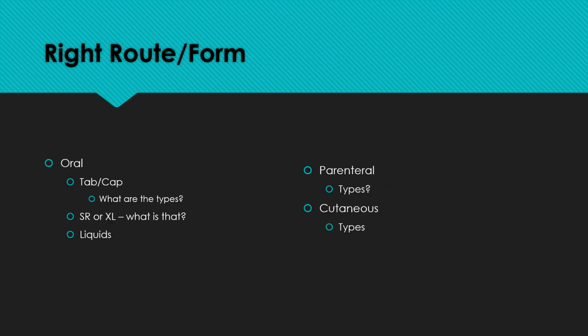So let's talk about a couple of the right routes or forms of medications. The most common that you're going to be exposed to or come into contact with, especially very early on in your clinical experiences, oral medications. These are administered or taken by mouth, and they could be solid or liquid. Common forms that you see are tablets or caplets. These can be scored, which means they can be cut in half.